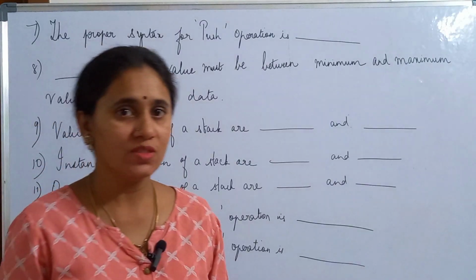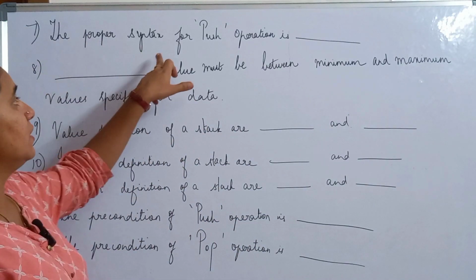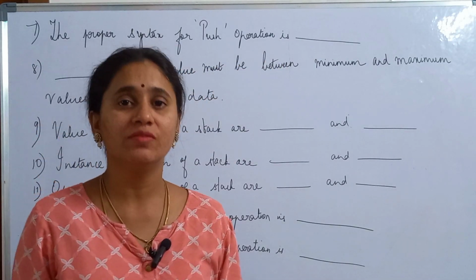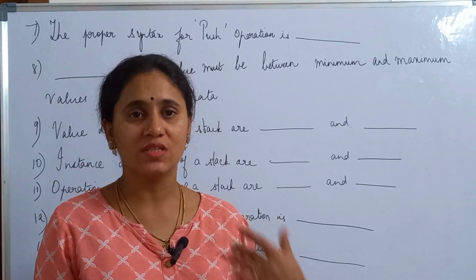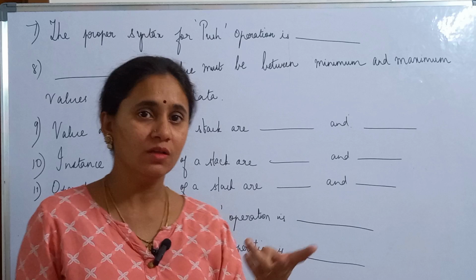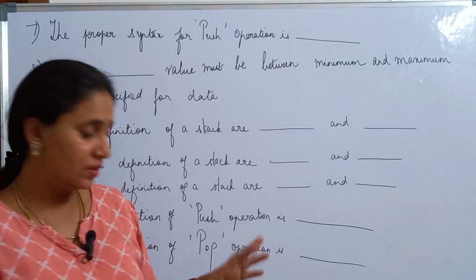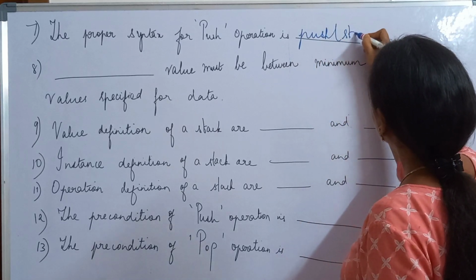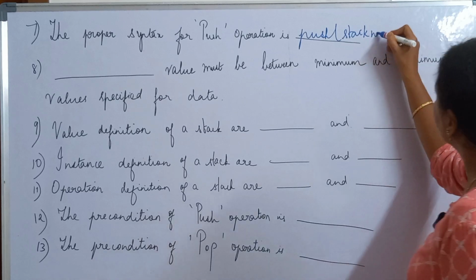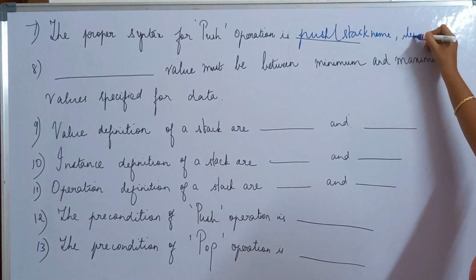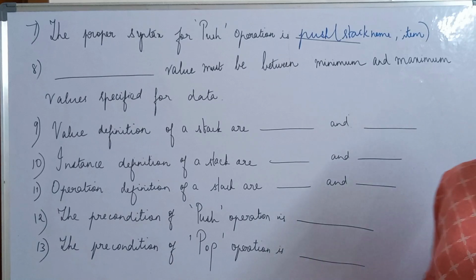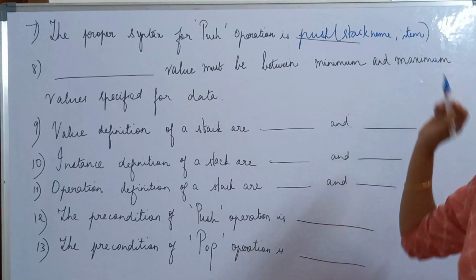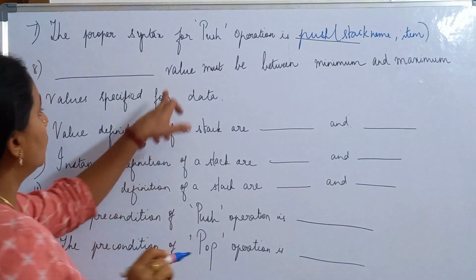Okay, now the next question is the proper syntax for push operation. In the last classes we discussed the different types of syntaxes that are available for stack, that is push and pop operation. So what is the syntax for push operation? That is push of name of the stack and item. So these two parameters are going to occur in the push operation, right? So this is the order. Please don't change the order of parameters.